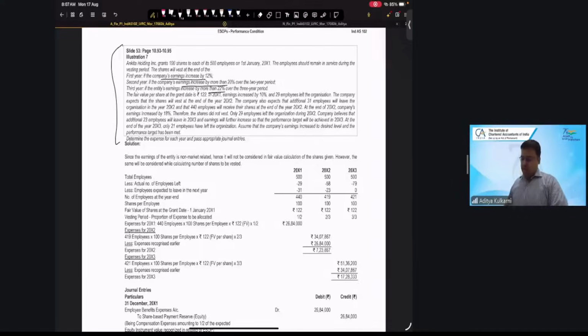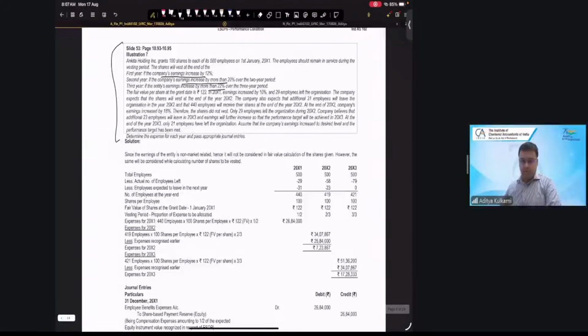So Ankita Holdings grants 100 shares to each of its 500 employees. The employees should remain in service during the vesting period. The shares will vest at the end of first year if earnings increase by 12%. By the end of second year, if company's earnings increase by more than 20% over the 2-year period. By third year, if earnings increase by more than 22% over the 3-year period. Fair value at the grant date is 122.